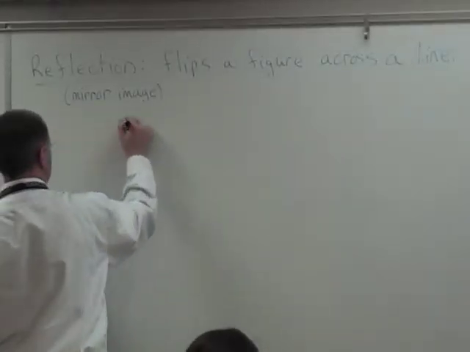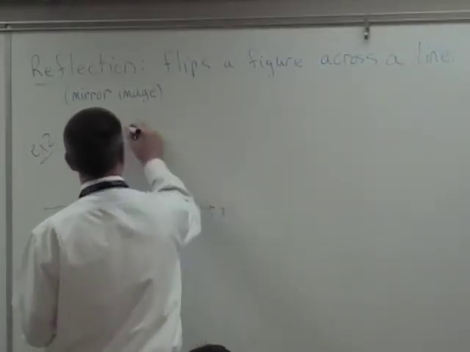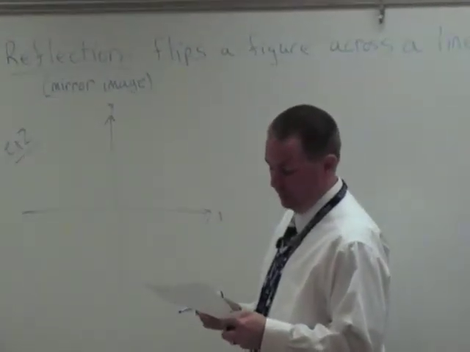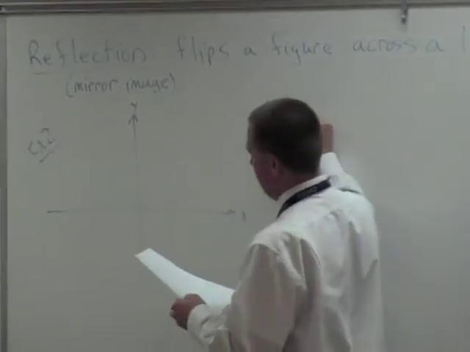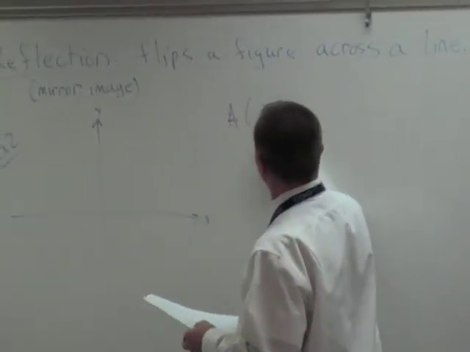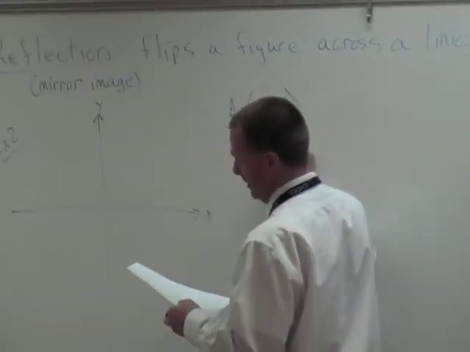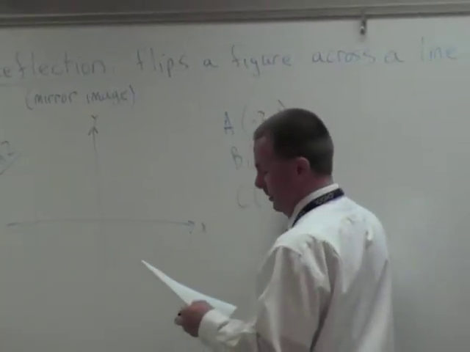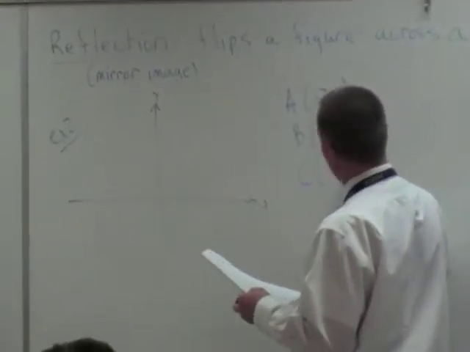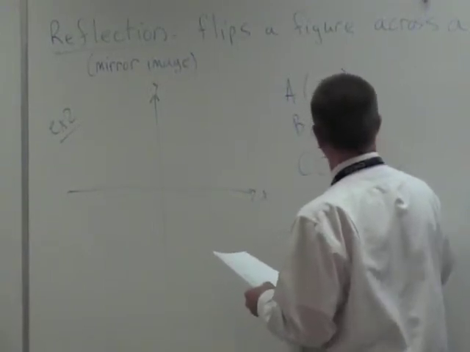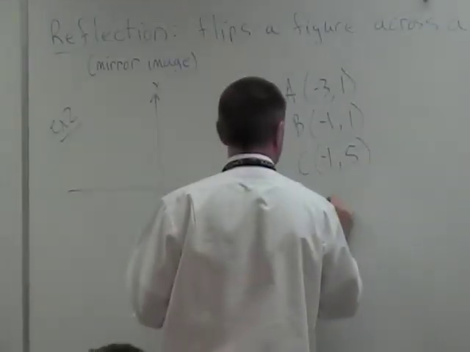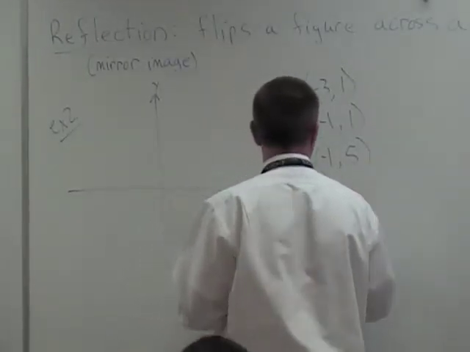Thank you. All right, so here it is, example 2. Your pre-image: A is at -3, 1. B is at -1, 1. And C is at -1, 5, sorry. Now I want you to reflect this across the y-axis.